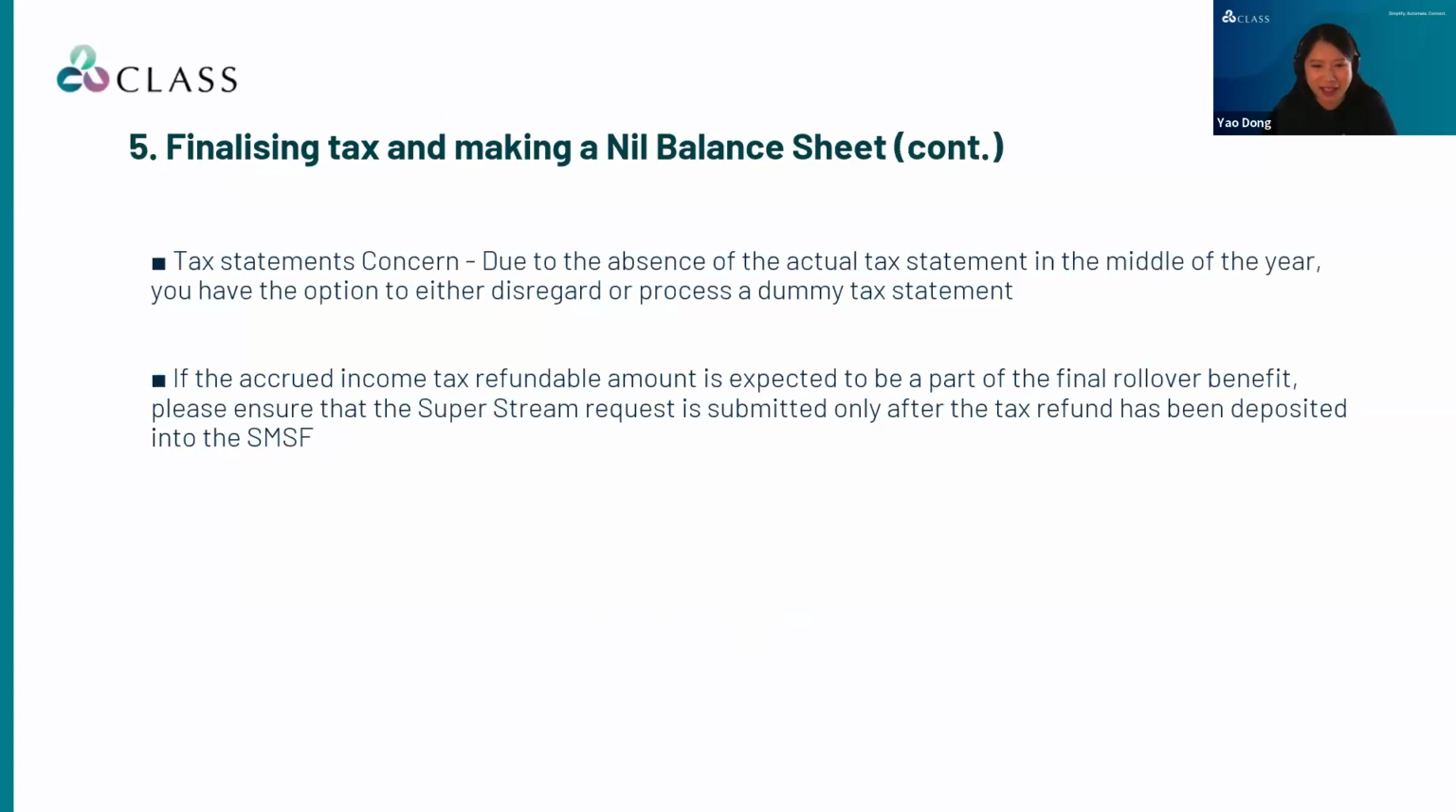Please be mindful that you have the flexibility to adjust the order of the listed steps based on the real scenario. For example, you can review the pension minimum after selling all investments, or you can just do it at the start of the financial year if the winding up or full commutation date is known earlier.